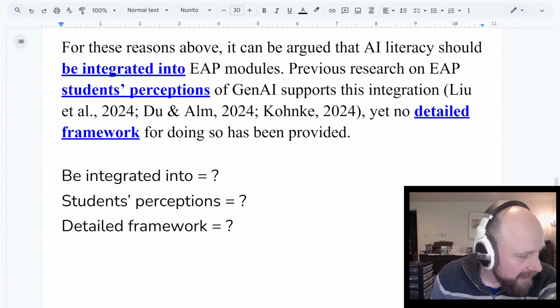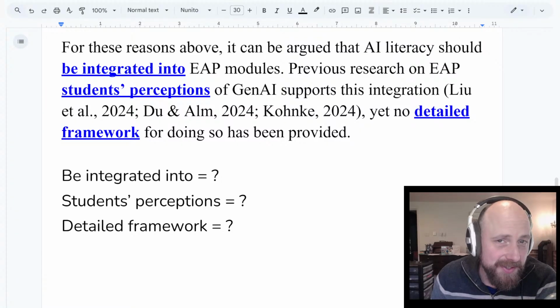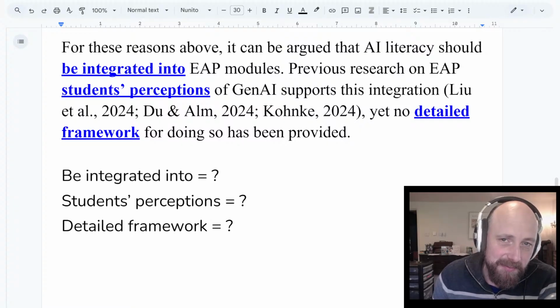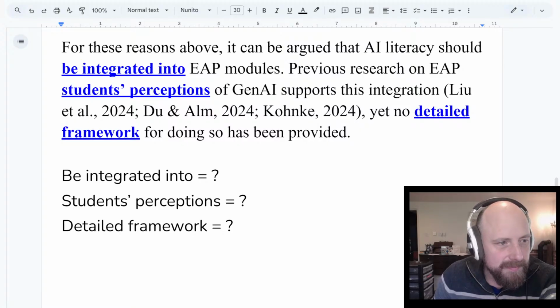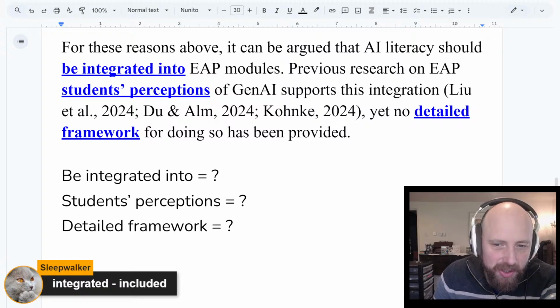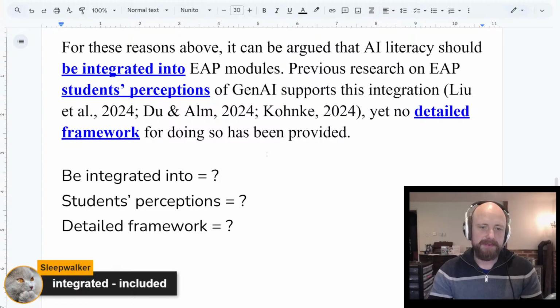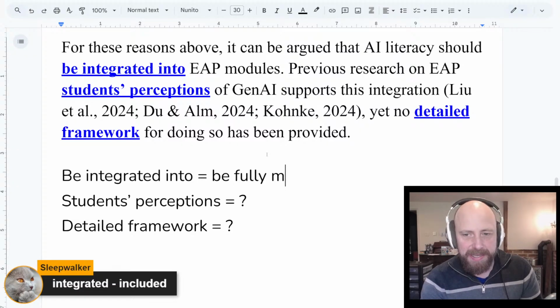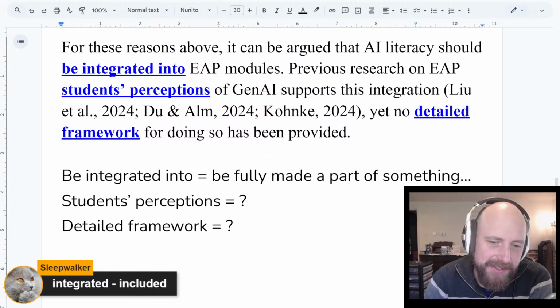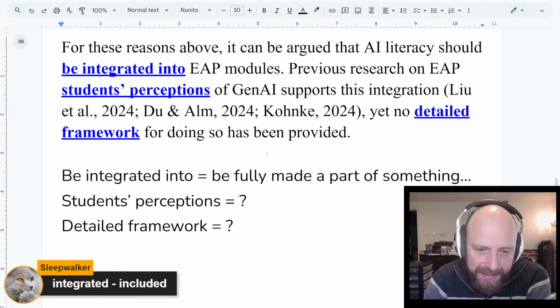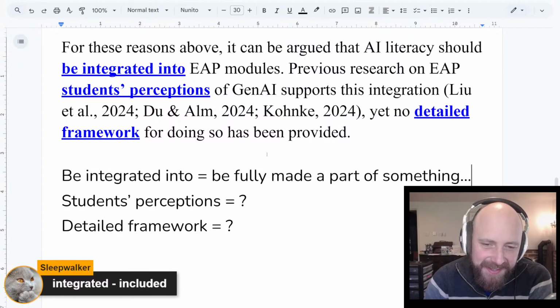We have about another 3 or 4 paragraphs to look at, and then I'm going to give you some comprehension questions. So I hope you're paying attention to get ready to answer those comprehension questions about the text. Integrated, included. Not just included, but fully made a part of. So be fully made a part of something, right? If it's integrated, then it is fully incorporated into something.